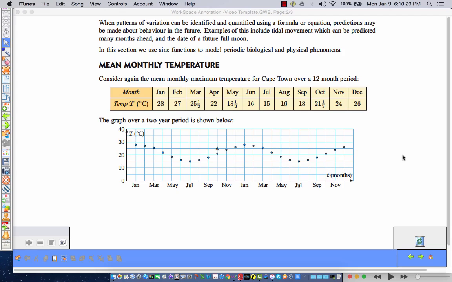And sine waves occur quite often in natural phenomena, in tides, and sometimes in temperature, biological and physical phenomena. So right here, we have the mean monthly maximum temperature for Cape Town over a 12-month period. This is actual data, and the graph over a 2-year period is shown. This data is just January through December. They graphed some more data but didn't provide the table. That's okay. We're just going to use the table and the first set of data to model our function.